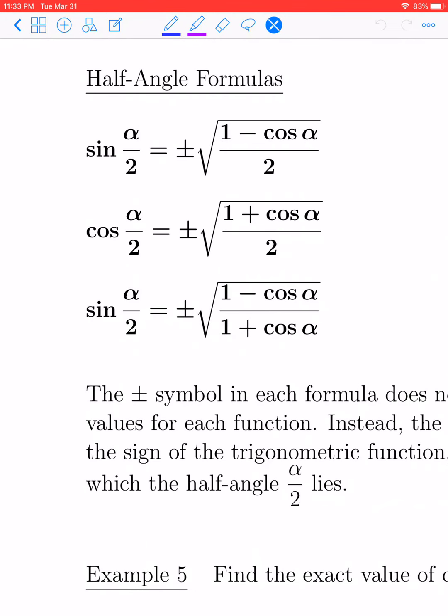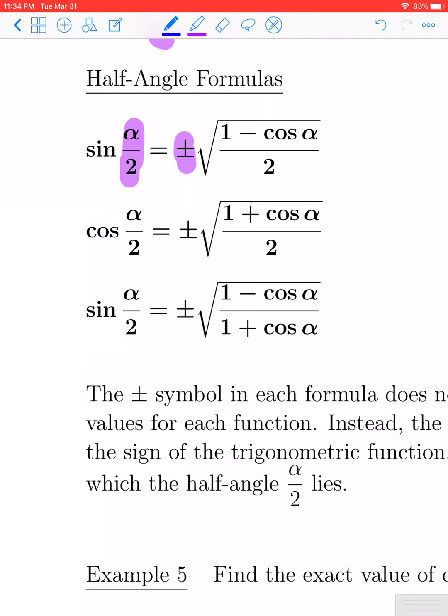The next set of formulas we're going to look at are the half angle formulas. For example, the sine of alpha divided by 2 is going to be equal to either the positive or the negative square root of (1 minus the cosine of alpha) divided by 2, where the plus or minus symbol itself will be determined dependent upon the quadrant in which alpha over 2 resides. The cosine of alpha divided by 2 is going to be plus or minus the square root of (1 plus cosine of alpha) divided by 2.